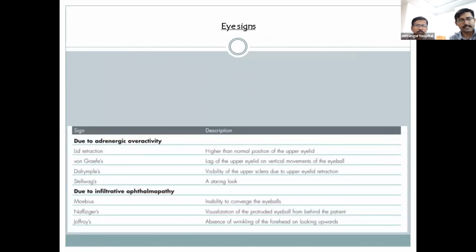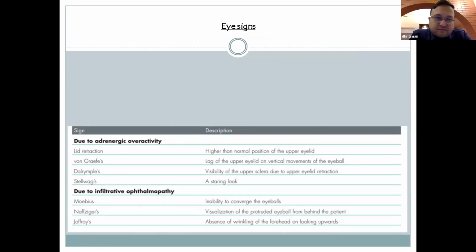So we come to the eye signs. Now, there are some signs that are due to adrenergic overactivity, and there are some signs that are due to infiltrative ophthalmopathy. Due to adrenergic overactivity, we have lid retraction, that is a higher than normal position of the upper eyelid. The Von Graefe sign, which is the lag of the upper eyelid on the vertical movement of the eyeball. The Dalrymple sign, which is visibility of the upper sclera due to the upper eyelid retraction. And the Stellwag sign, which is a staring look.